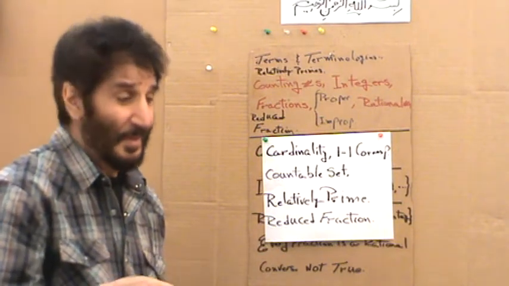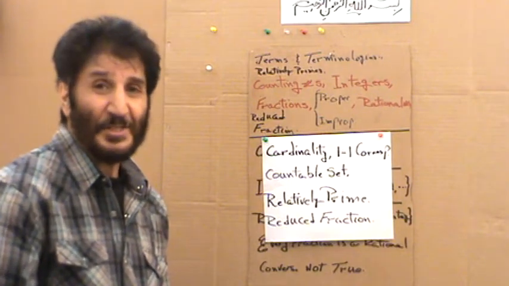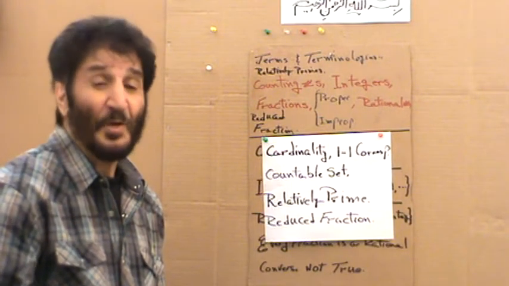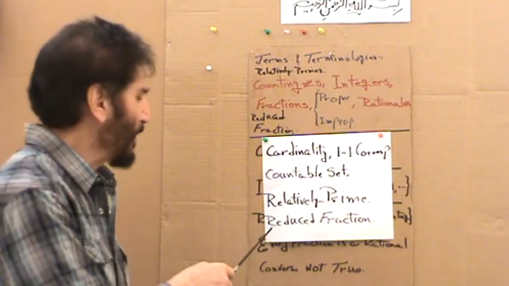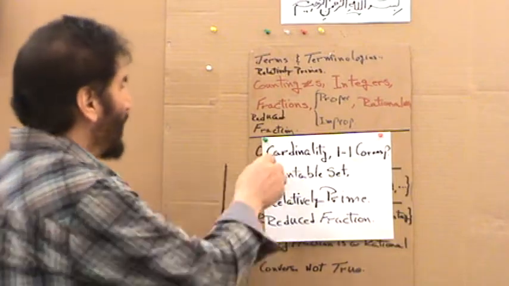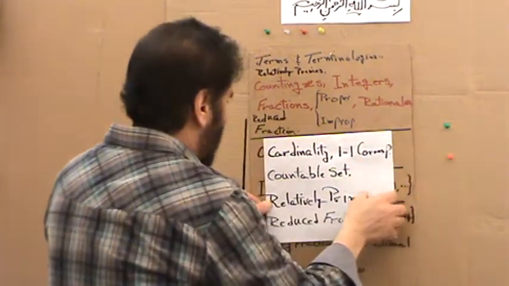grain of sand on the beach of the ocean. 1, 2, 3, 4, 5. How long it takes is not the point, but we call it countable. And then relatively prime I already mentioned, and reduced fraction I already mentioned. Okay, then let's go now to the next one.